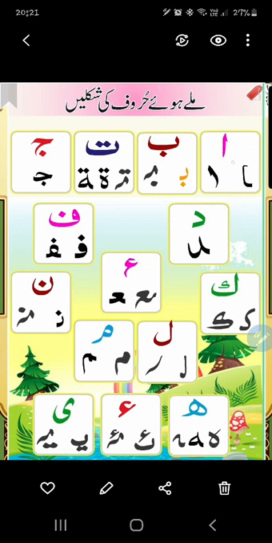Now, there are a few letters that nothing will be joined to on the left hand side, that no letter will be joined after, and those letters are the alif, dal, zal, ra, and za. These letters, nothing will be joined to them on the left hand side. So let's begin.